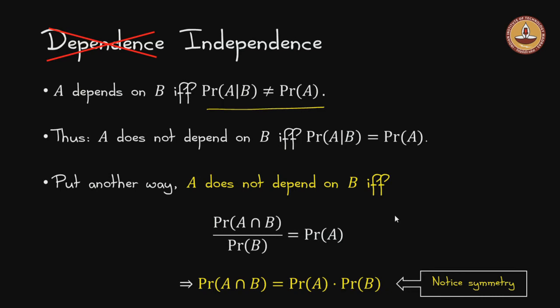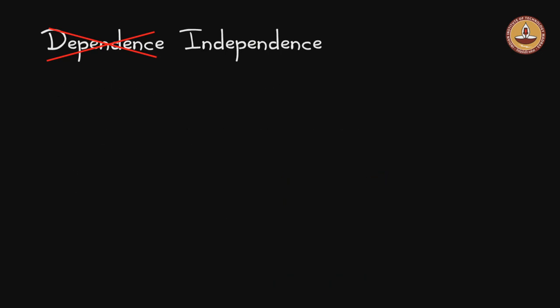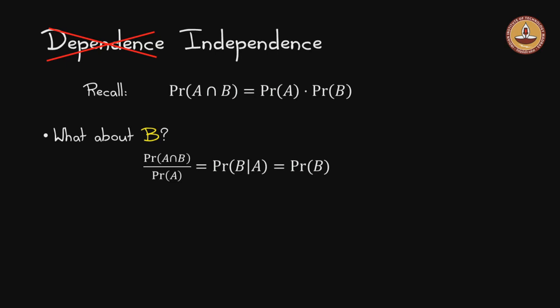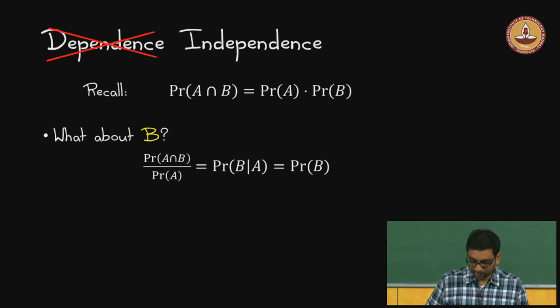And here you should notice something. We are talking about A depending on B, but look at the condition for independence. Can you interchange A and B and still have the notion? So, there is this beauty here, there is a symmetry here. If A is independent of B, then what can you also say? B is also independent of A. So, you can actually work out the exact same notion for B, and you will get that.